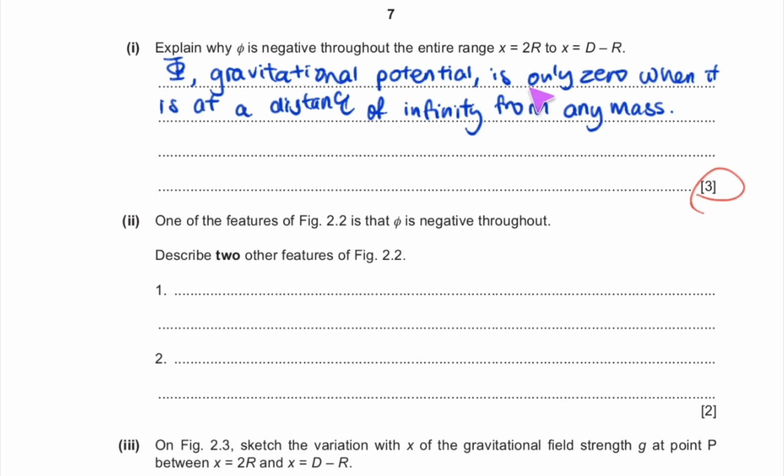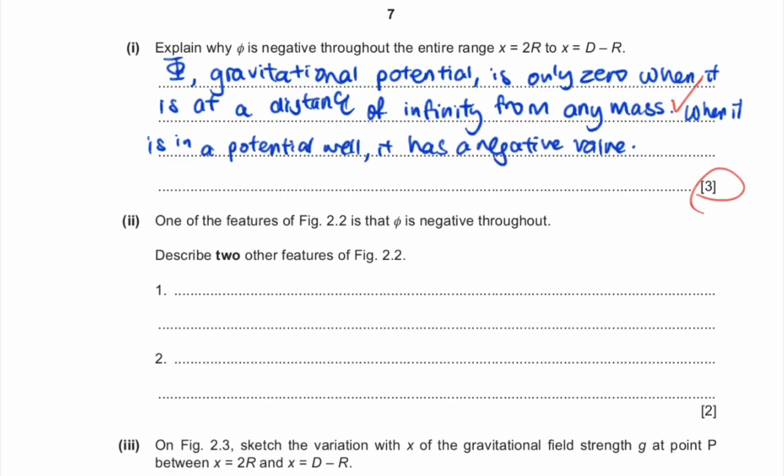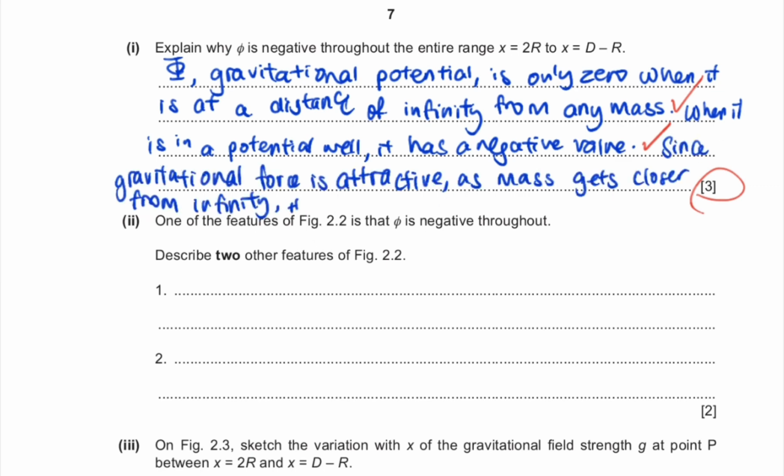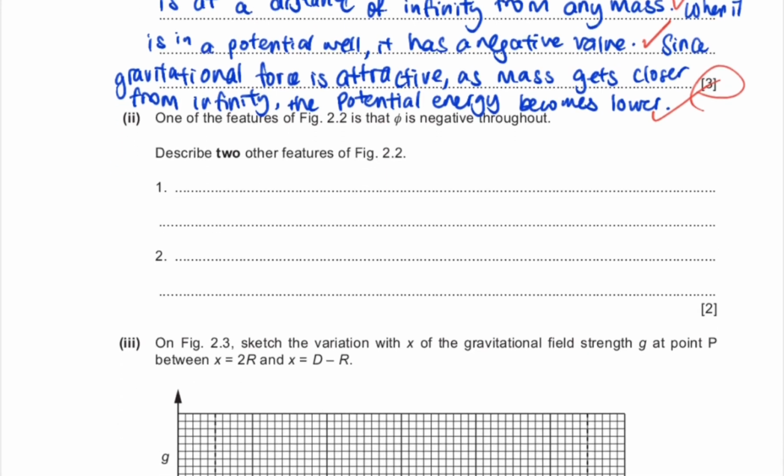Phi, gravitational potential, is only 0 when it is at a distance of infinity from any mass. That's mark 1. The second point comes from the statement, when it is in a potential well, like it is right now, it has a negative value. So that's mark 2. Finally, the third part is explaining why it has a negative value. Since gravitational force is attractive, as mass gets closer from infinity, the potential energy will also become lower. So that is how you get your full 3 marks.